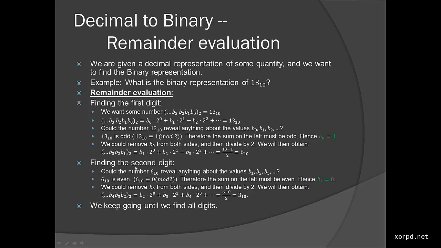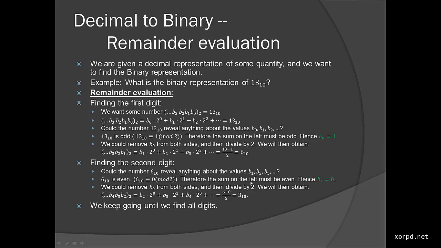Let's try to find the second digit. Again, we ask the same question. Could the number 6 reveal anything about the values B1, B2, B3? And the answer is, of course, just like before. 6 is even, and mathematically speaking, we could say that 6 is equivalent to 0 modulo 2. Therefore, the sum on the left must be even. Which sum are we talking about? Just like this sum, we could create an equivalent sum here. We have to get that B1 is 0.